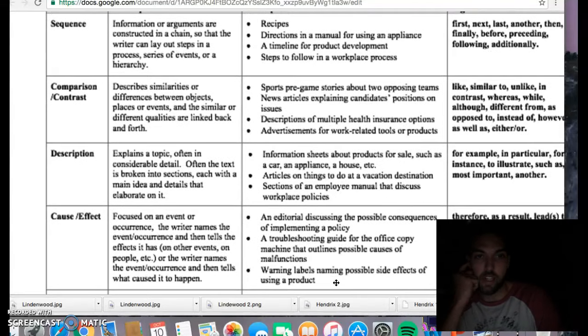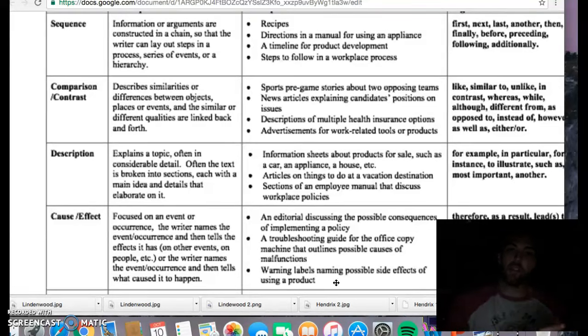Next type is cause and effect. This is basically writing that because something happens, there's an effect that happens. So in your own life, think of it like this. Cause, you punch somebody. What's the effect? You get suspended. Cause and effect. So reasons that you might do this type of writing. That's not a great example. Warning labels naming possible side effects of using a product. That's good. Let's say you take Benadryl. Cause, you take Benadryl. Effect, possible negative side effects. You get sleepy, you get drowsy. If you look at the back of the bottle, it's going to be written as cause and effect.